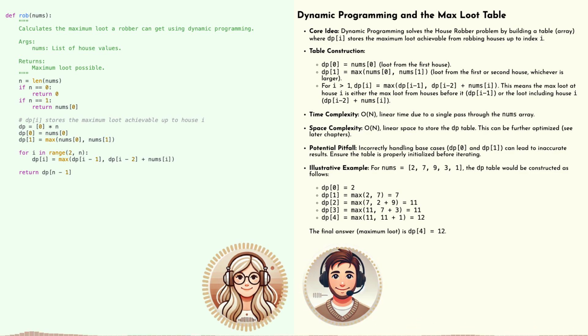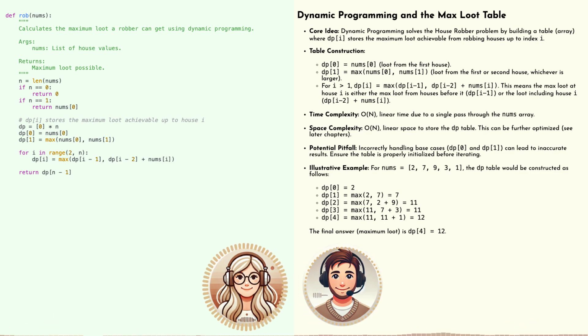Okay, got it. So how do we fill this table up? Well, we start with the easy stuff. What's the maximum loot we can get from the very last house? Well, we'd have to rob it. You got it. So the maximum loot would just be whatever is in that house. Exactly. Now, what about the second to last house? We've got 2 options there. We can rob it, or skip it and rob the last one. And we just pick whichever one gives us more money.